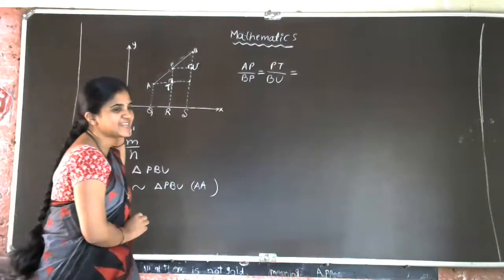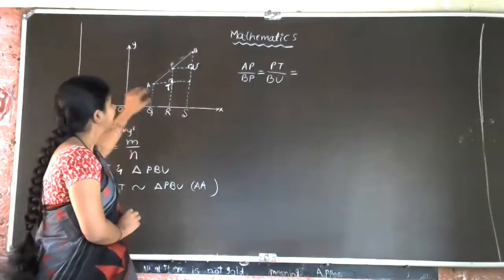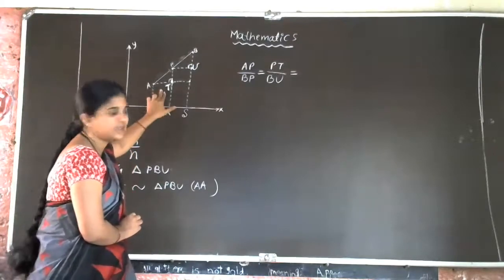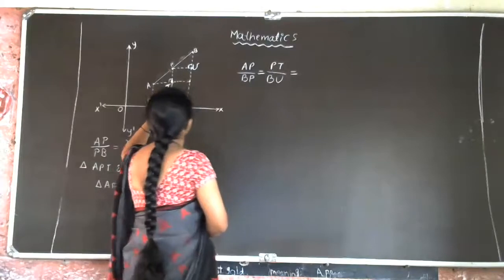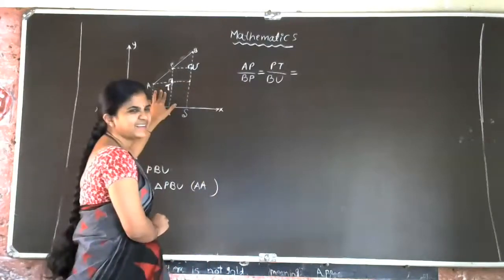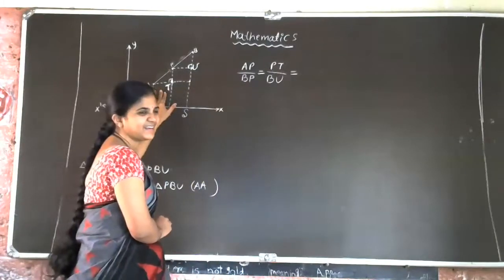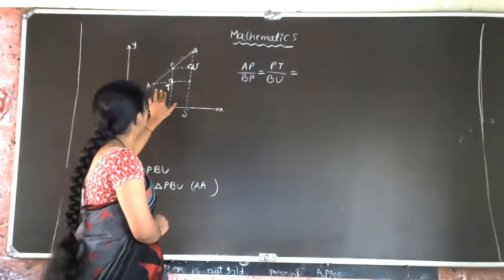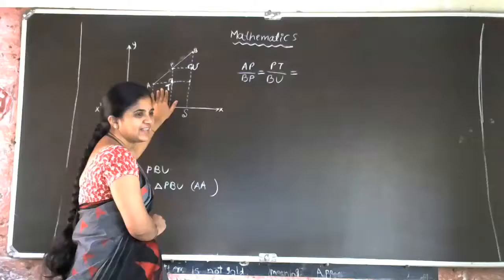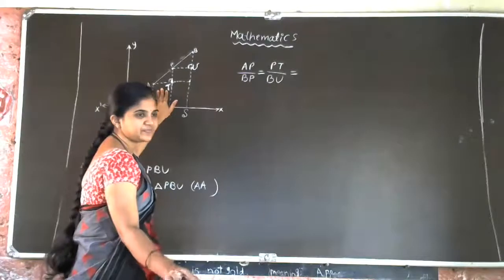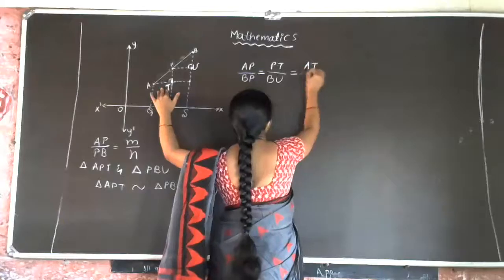Yes, Rashmi. BU. PU divided by BT. AP. Which one? PU divided by AT. PU divided by AT. Rashmi? AT divided by PU. Yes, AT divided by PU.